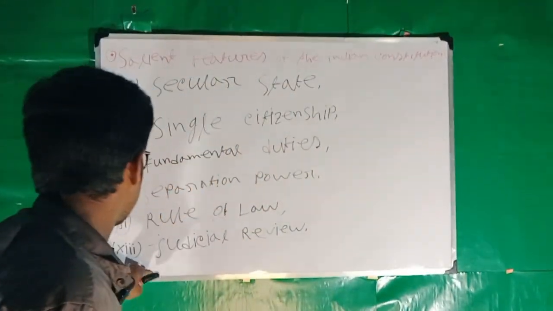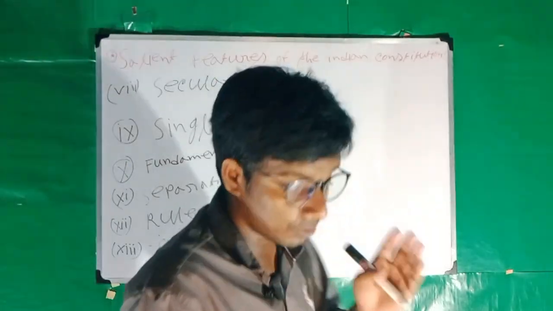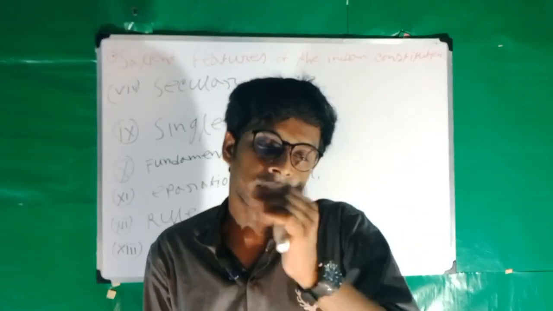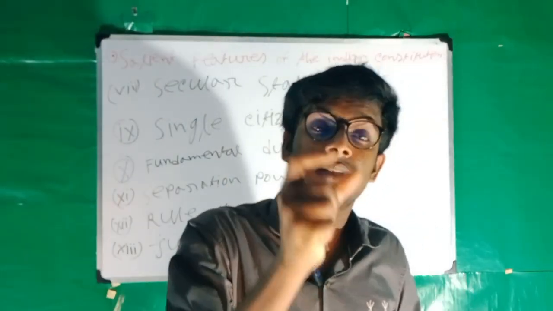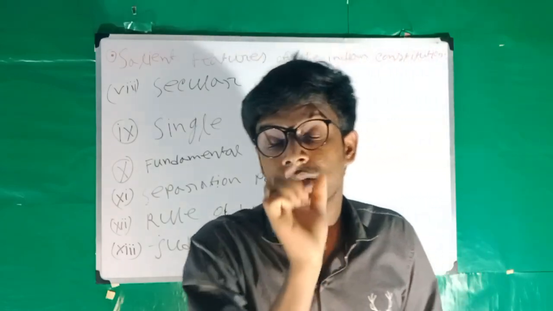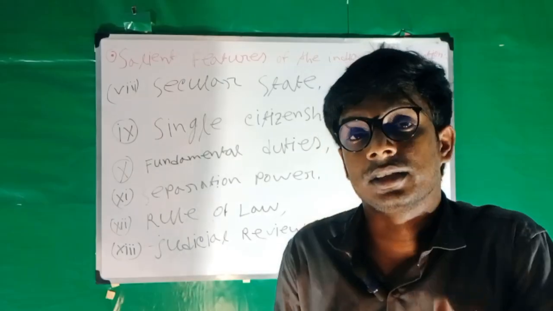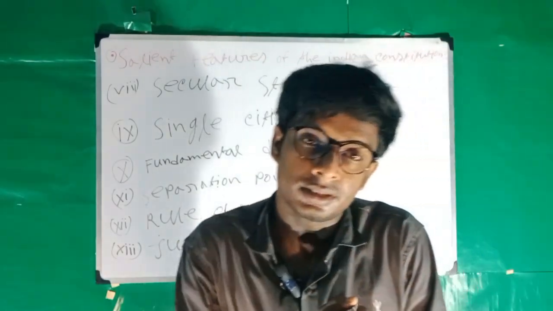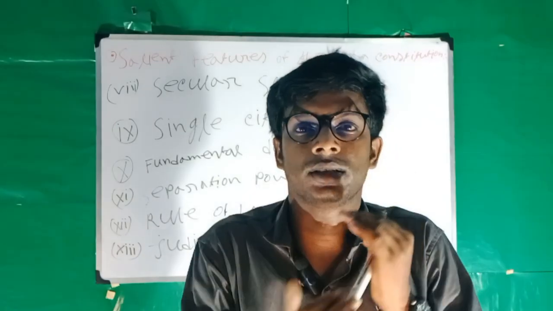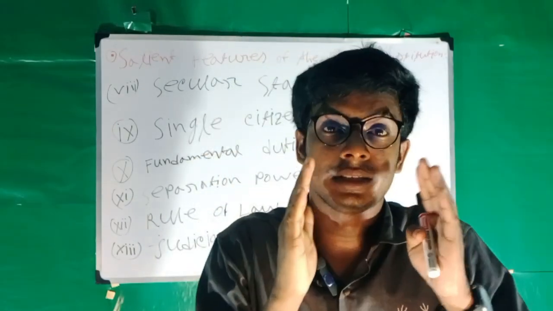And the last point, the 13th point, is judicial review. Judicial review is very important. The parliament makes law, and this law is implemented by the executive. But the judiciary has power through judicial review, because judicial review is a basic feature of our Indian Constitution. So this power is with the High Court and Supreme Court, who apply judicial review. It is the most important feature of our Indian Constitution.